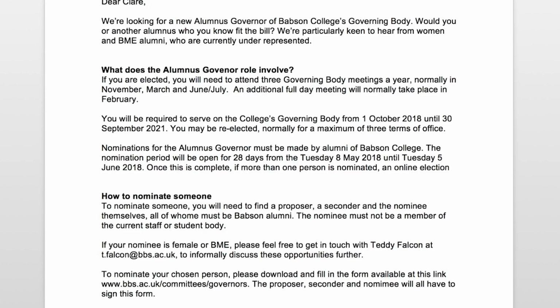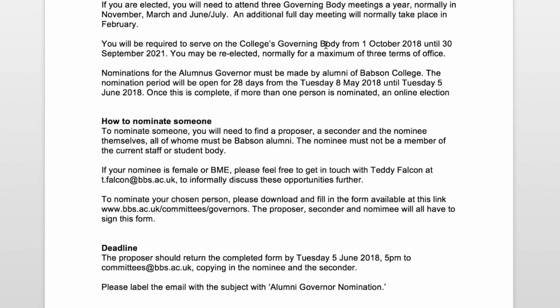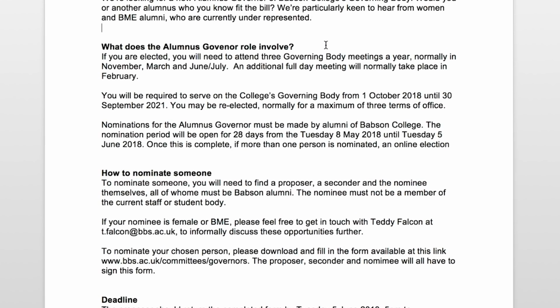So, dear Clare, we're looking for a new alumnus governor of Babson College's governing body. Would you or another alumnus who you know fit the bill? We're particularly keen to hear from women and BME alumni who are currently underrepresented. This is just a first pass to get the structure of the email, which I always think is the most important part of any writing project, is getting the right structure and not overloading your reader with too much detail. Then we've got the section on what the alumnus governor role involves, how to nominate someone, and finally the deadline, all nicely signposted with headings.